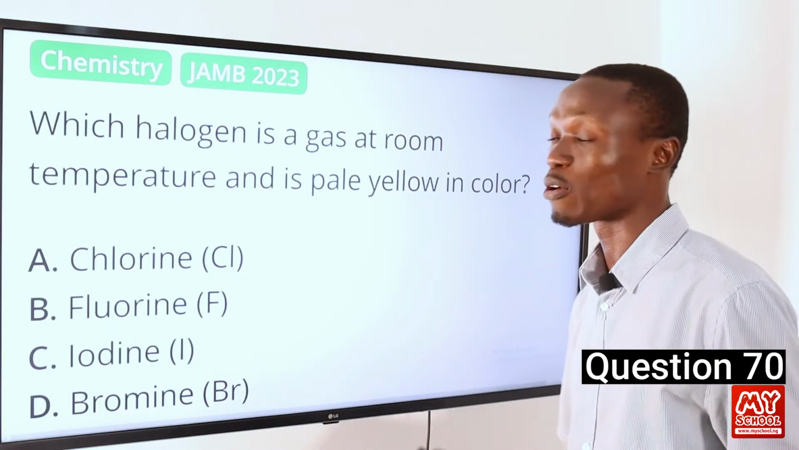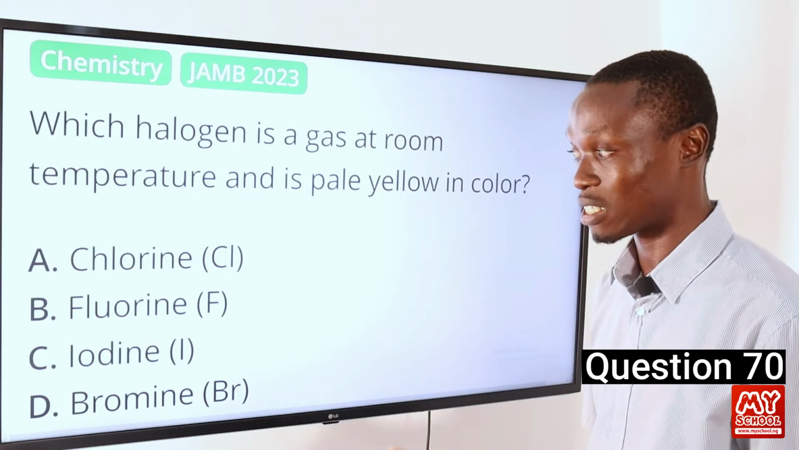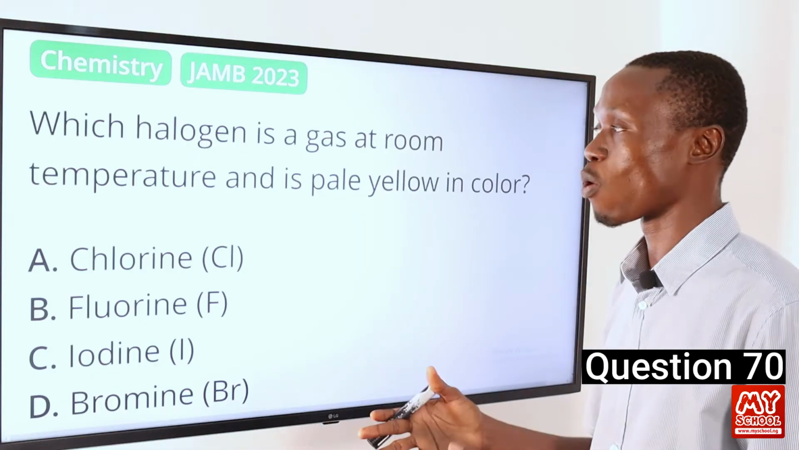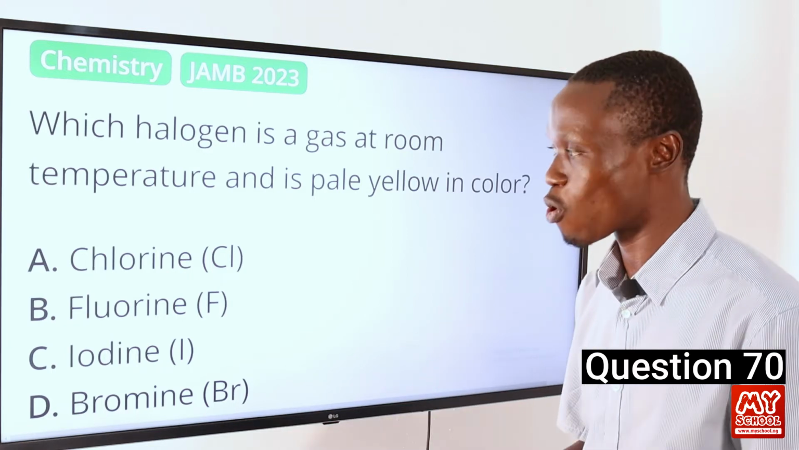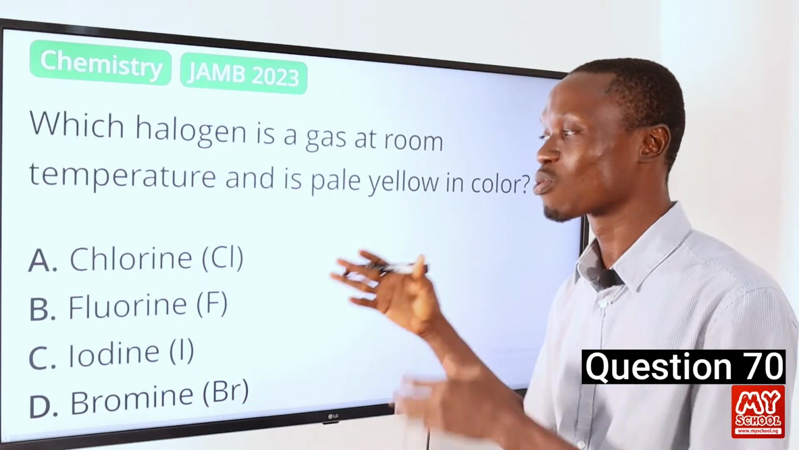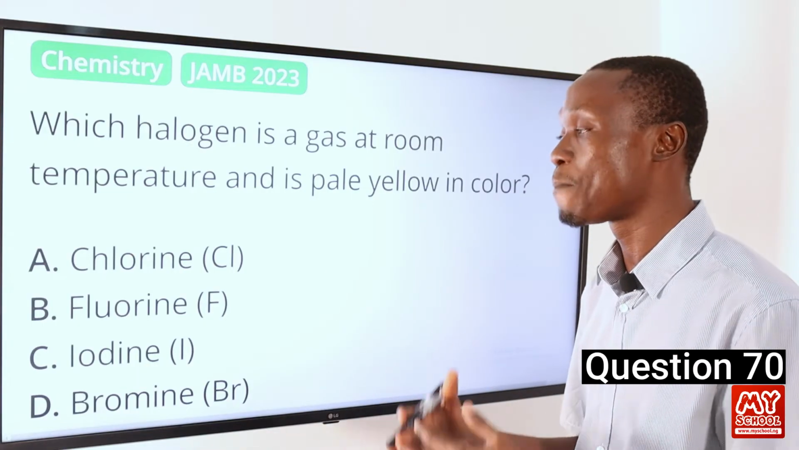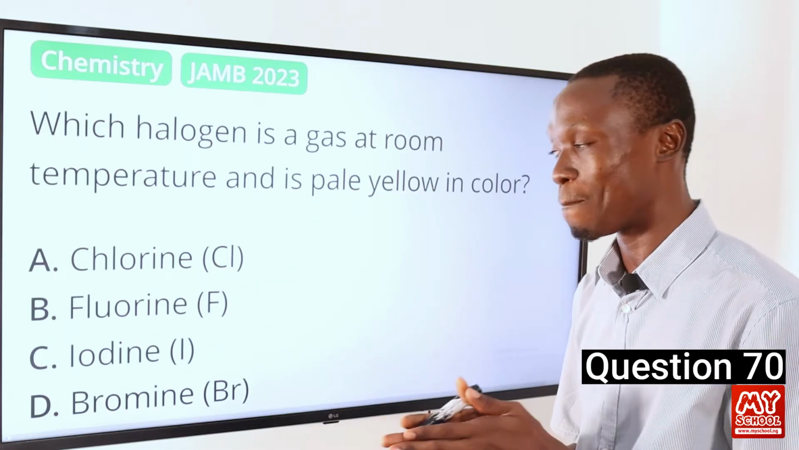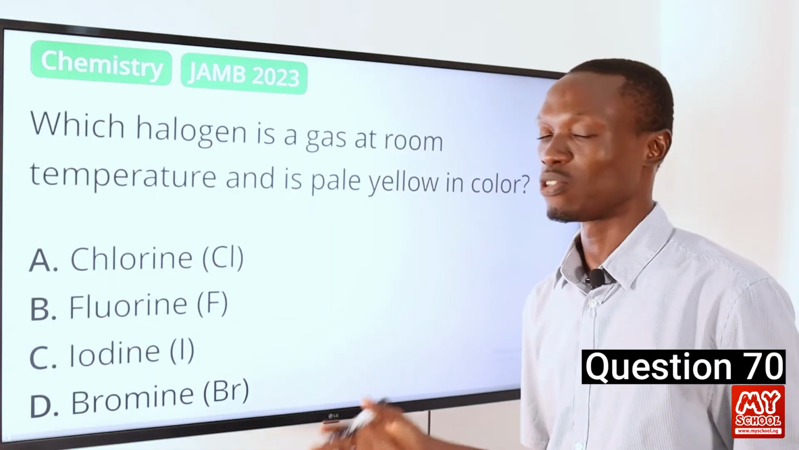While we have option C, iodine. Of course, you know that iodine is solid at room temperature. A good example is your iodine crystals. So they are solid at room temperature. Now, from what we know of the properties of the halogens, chlorine and fluorine are gases at room temperature. But chlorine is greenish yellow, whereas fluorine is faint yellow, or you can say pale yellow. So the correct answer to this question is option B, fluorine. Fluorine is pale yellow in color. So option B is the correct option.